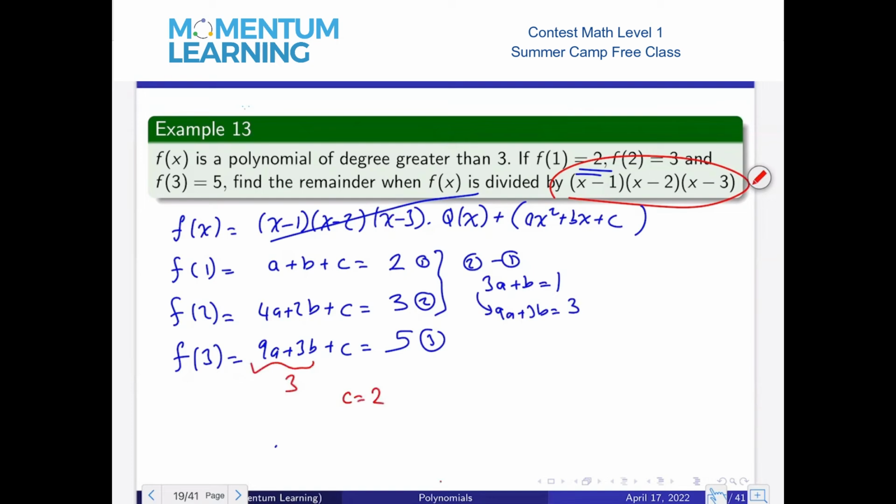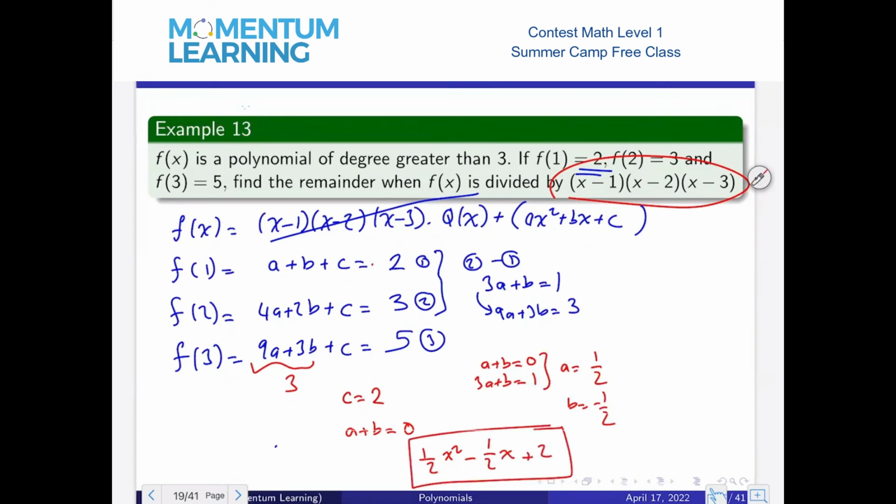If c is equal to 2, we plug into the first equation, then we get that a plus b is 0. Remember, we found that 3a plus b is 1. If I subtract, using a plus b is 0 and 3a plus b is 1, we get that a is equal to 1/2. If a is 1/2, b is negative 1/2. So then we are done. Our remainder is 1/2 x squared minus 1/2 x plus 2. This is the remainder. And that makes sense because we have a cubic divisor here, so having a quadratic remainder makes sense, okay?